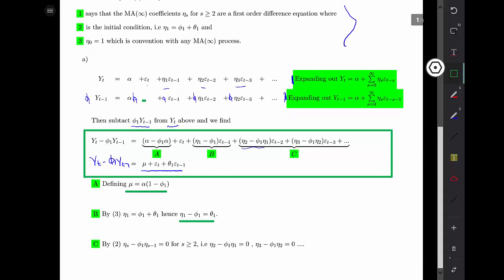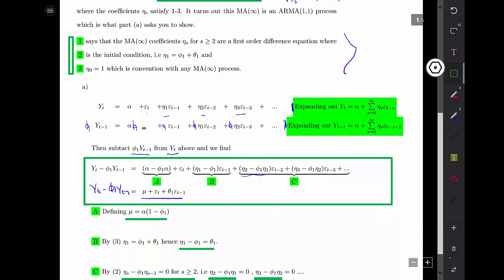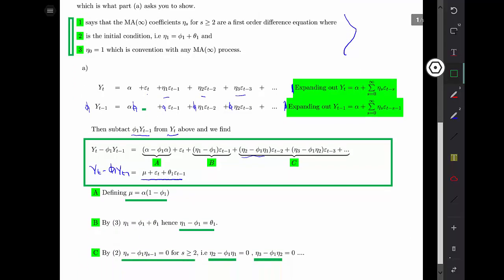And then finally, part C. All the remaining terms are equal to 0 because they all have this form, i.e. e2 minus psi1 e1 is 0, and the same for e3 minus psi1 e2, etc. Because we know for any s this equals 0. We're told this in the question. So we've used 1, 2 and 3 to show that an MA infinity process with coefficients satisfying 1, 2 and 3 is an ARMA(1,1) process. Okay, that's what question A asks you to do.